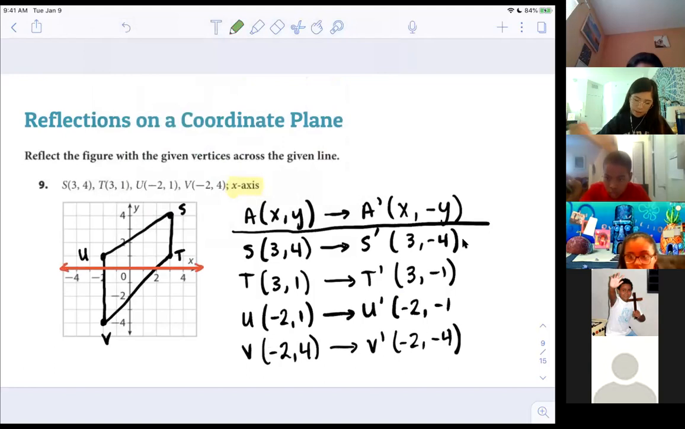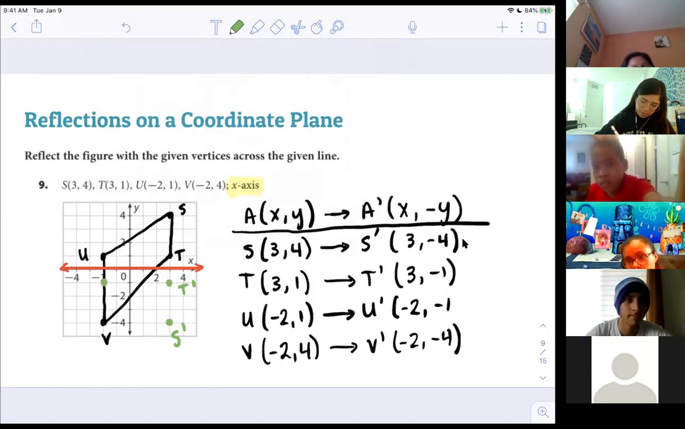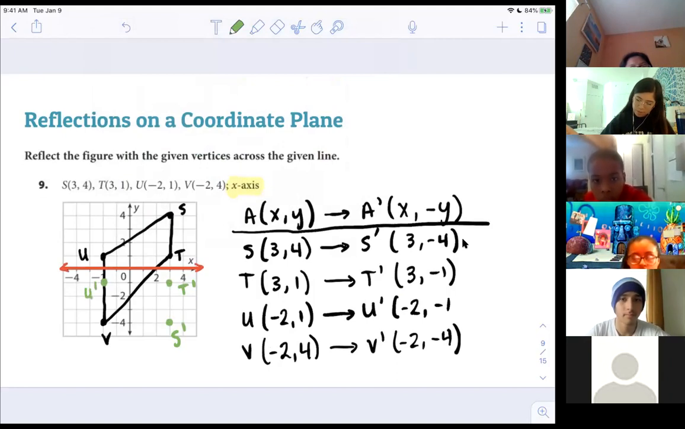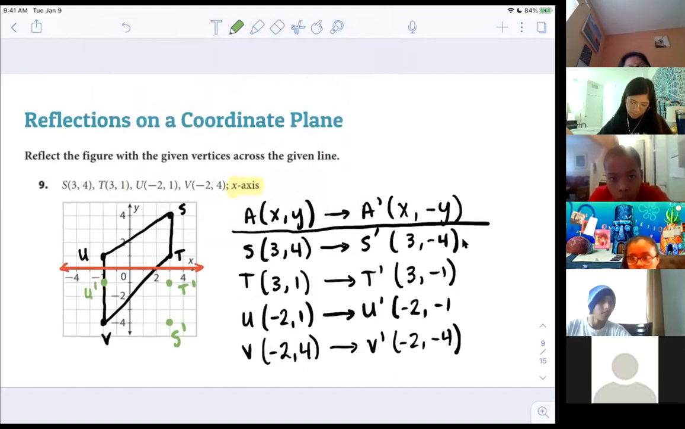I have 3 comma negative 4. That's my new S prime. Then I have 3 comma negative 1. That's my T prime. Then I have negative 2, negative 1. That's my U prime. And then I have negative 2, negative 4. Wait, something's up. What did I do wrong, guys?